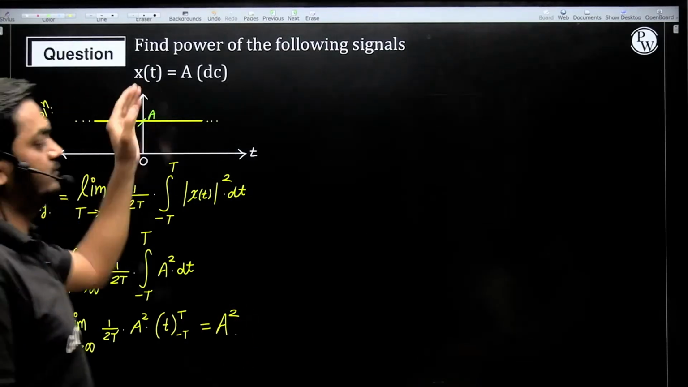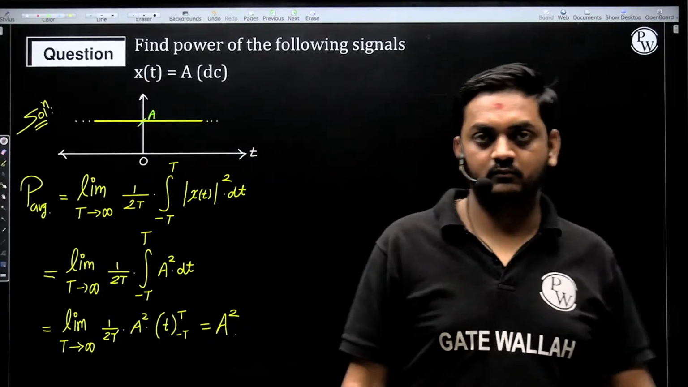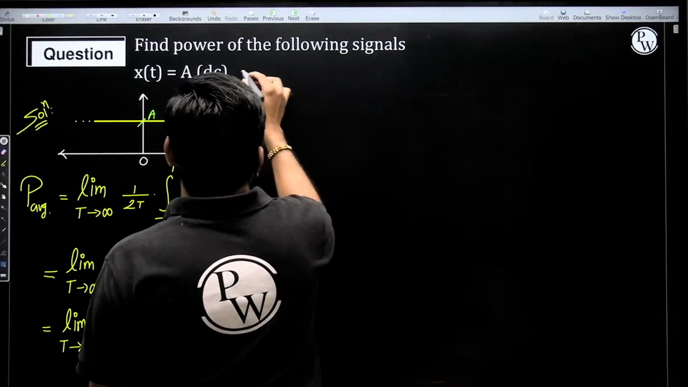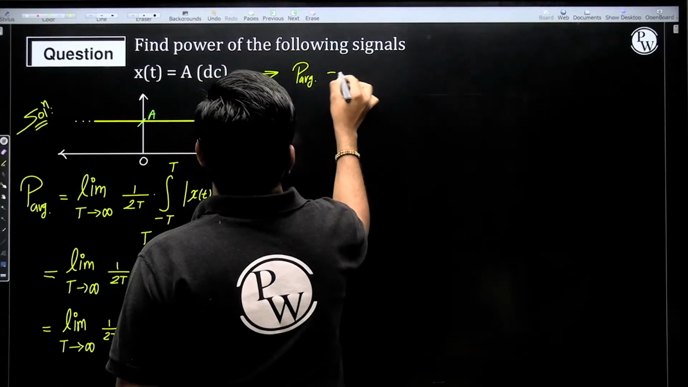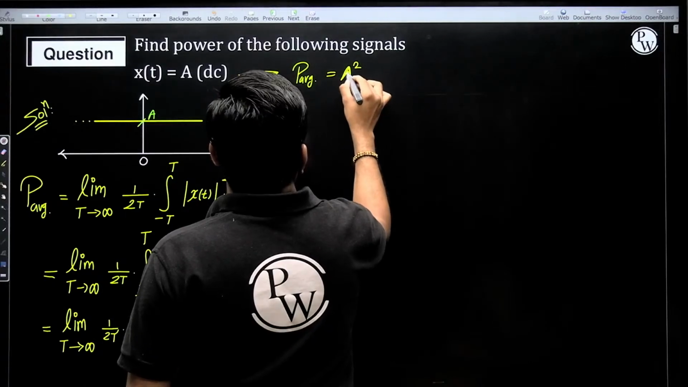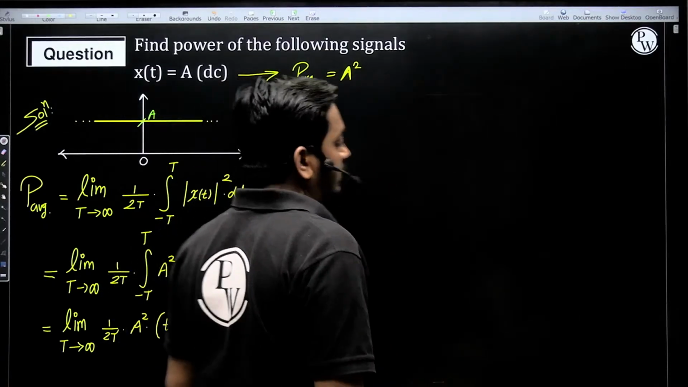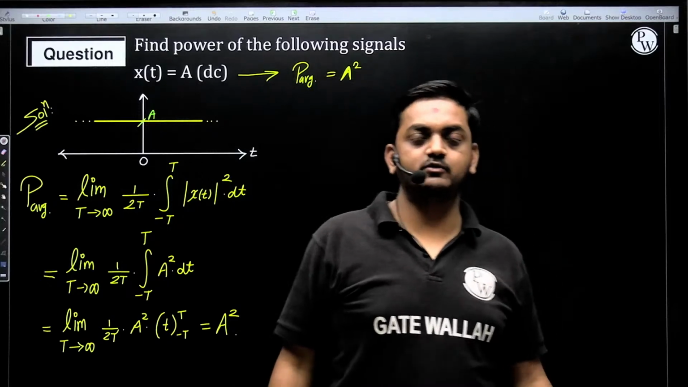So what is the power of DC? That is the square of that value. Average power of DC is nothing but the square of that DC value, A square. And average power of AC is nothing but what? A square by 2, peak value square by 2.